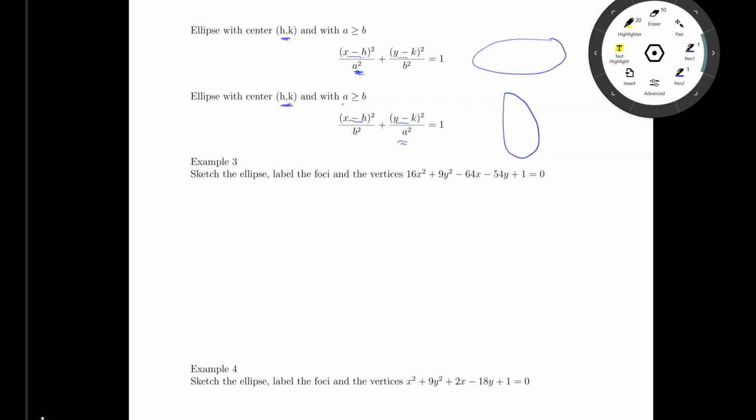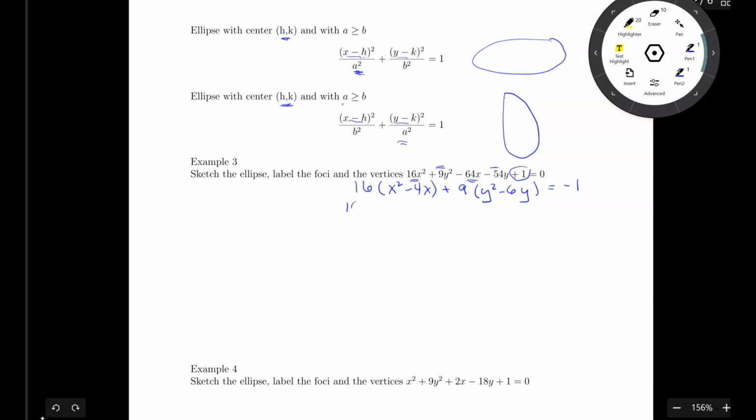Let's go at it and complete the square. Remember, I must have a coefficient of 1 in front of the x squared term in order to complete the square. So I'm going to gather my x squared terms and factor out a 16. Then I'm going to gather my y squared terms and factor out a 9. That gives me a minus 6y. And this 1 term, I'm going to move to the other side of the equation.